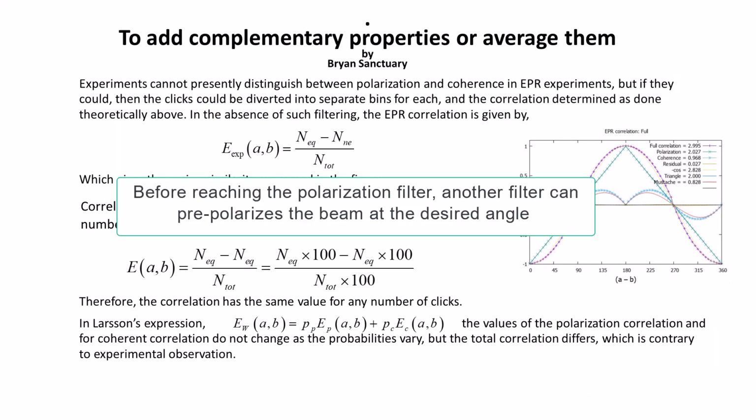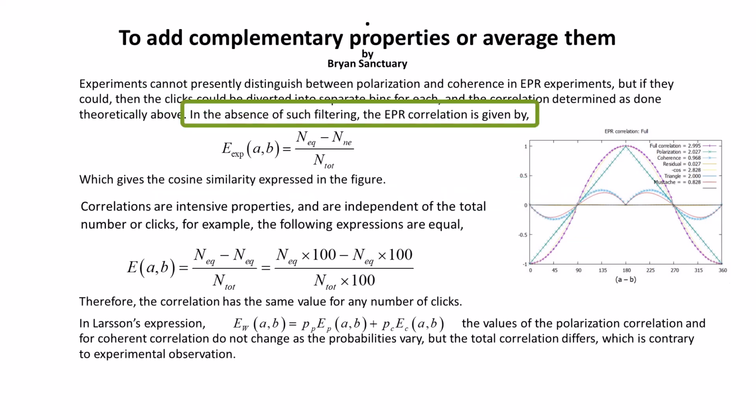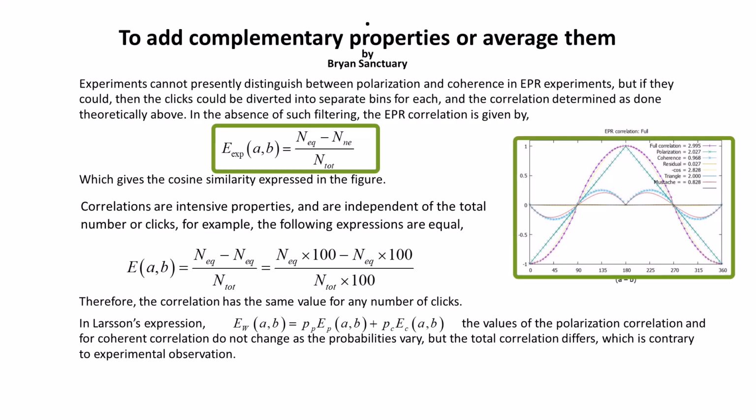A filter is needed, and it should be possible to build one, and then the clicks can be diverted into separate bins, and the correlation determined as I showed on the last slide. In the absence of such filtering, the EPR correlation is given by the usual expression, which is the difference between the equal and the non-equal clicks divided by their sum. And this gives the experimental minus cosine over filter angle differences of A minus B.